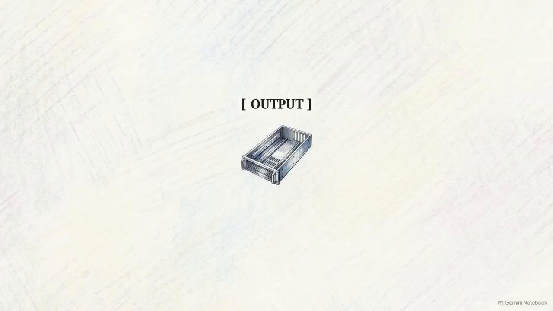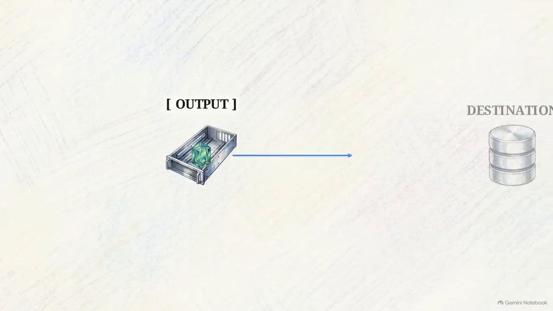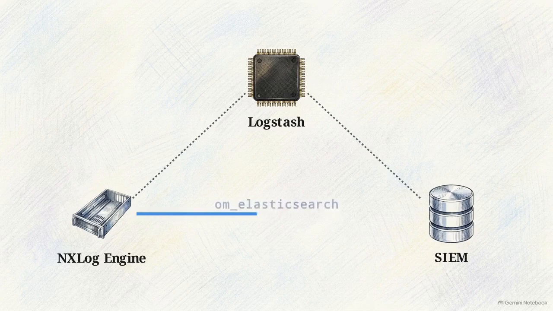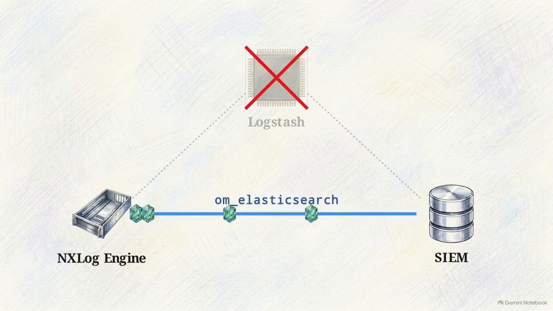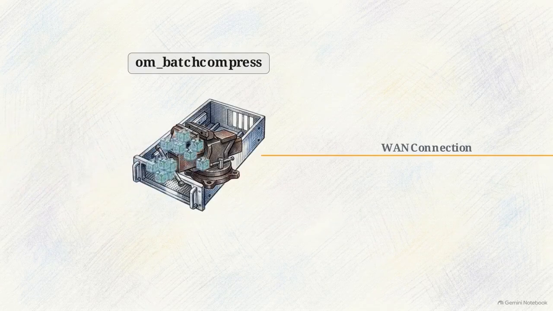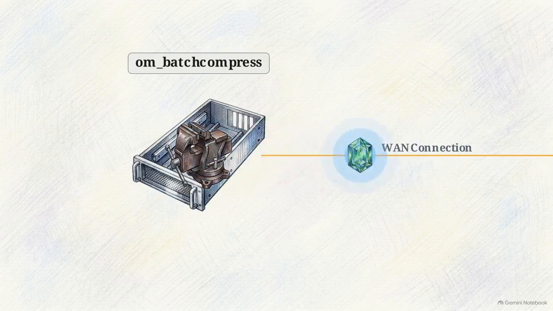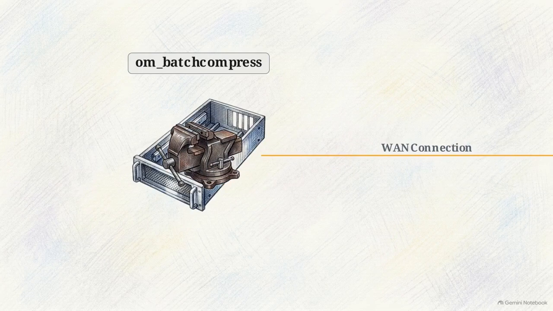The final phase of the pipeline is the output layer. Here, normalized data is routed to its precise destination. Using the Elasticsearch module, the engine executes direct SIEM ingestion, completely bypassing the need for intermediate Logstash servers. When facing wide area network constraints, the batch compress module steps in. It preserves limited bandwidth by transferring log data across the network in highly compressed batches.